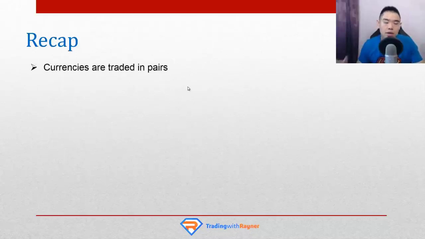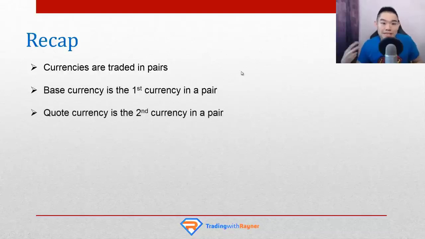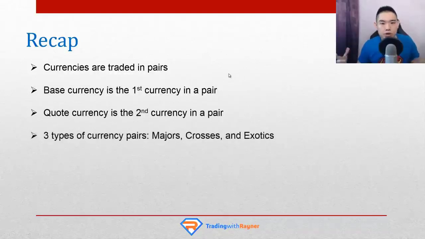So a quick recap. Number 1, currencies are traded in pairs, not as a standalone. The base currency is the first currency in the pair. The quote currency is the second currency in the pair. And then there are 3 types of currency pairs: major, cross, and exotics. So with that said, let's move on.